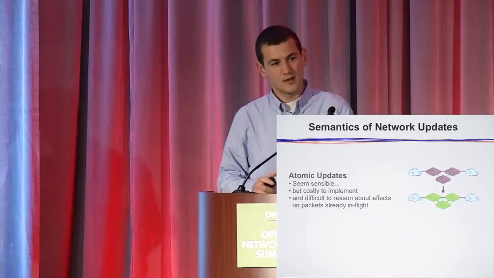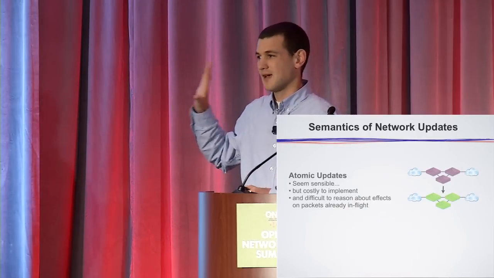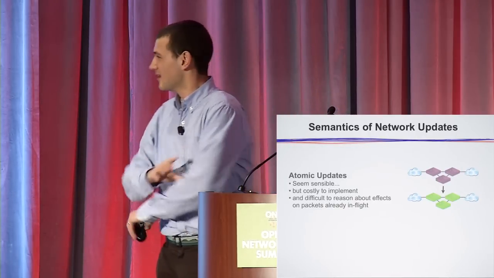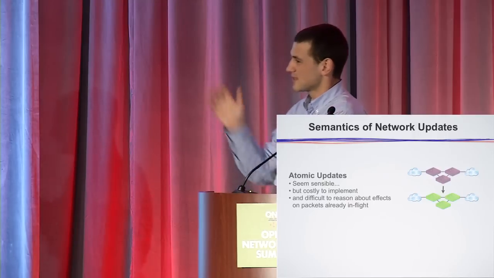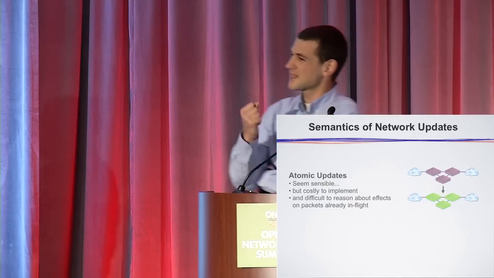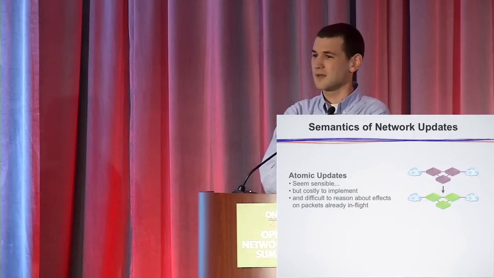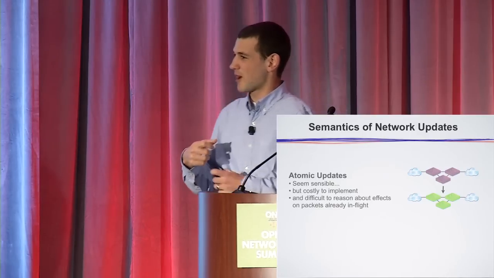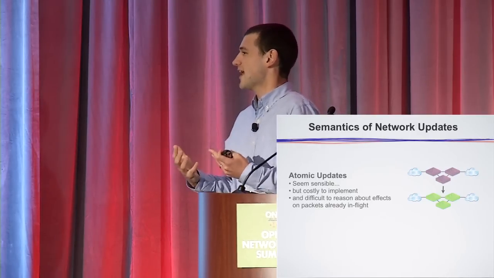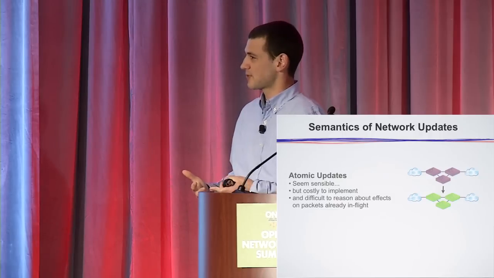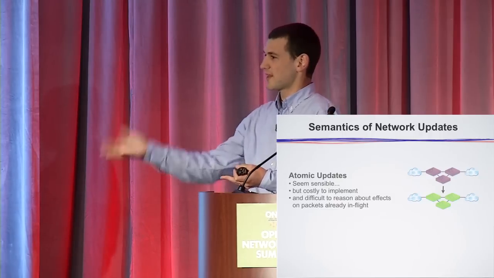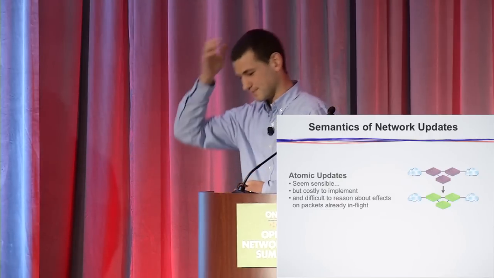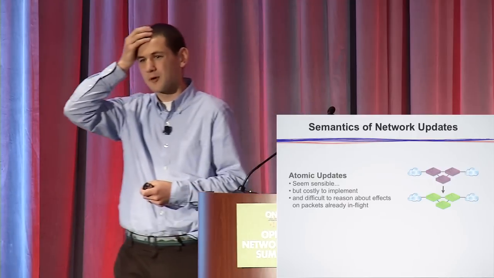OK, so I've showed you what this thing looks like in action. I haven't told you what its semantics is. So very often when I tell people about this work, the first thing that they think they want is, well, I want some kind of atomic semantics. I want this update abstraction to have the property that, I don't know exactly when it happens, but the old configuration is in place for a while, and then there's some point where the network just atomically shifts over to the new configuration. And it turns out this is not what you want.